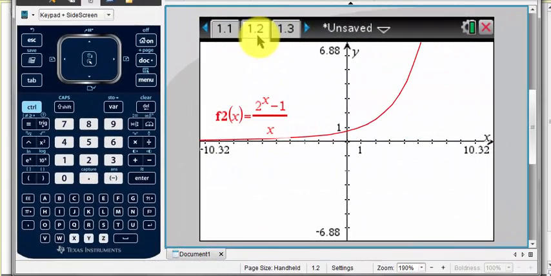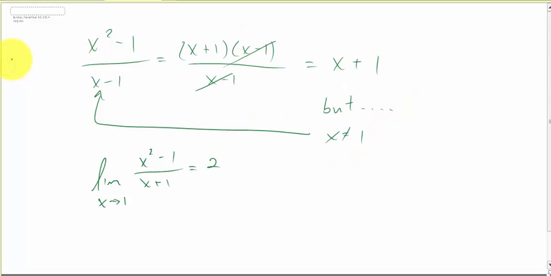Our next graph, y equals 2 to the x minus 1 over x. Question here is, what is the limit as x approaches 0 of 2 to the x minus 1 over x?